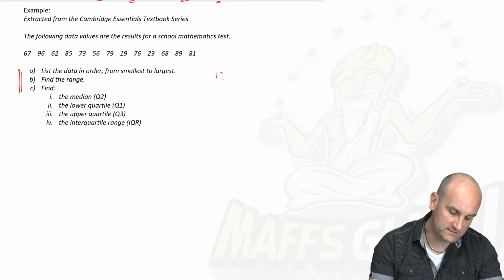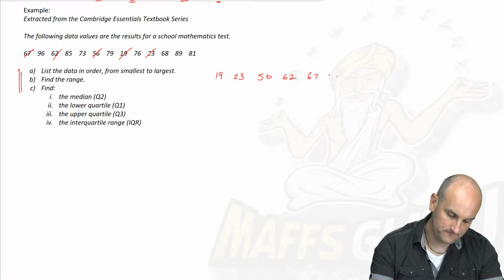My lowest number is 19. Cross it off to say, well, I've dealt with it. Any 20s? Yep, 23. Cross it off, say I've dealt with it. Any 30s? No. 40s? No. 50s? Yes, there appears to be a 56. Any more numbers with 50s in them? No. 60s? Yes, I've got a 62. Anything else? 67? Yep.